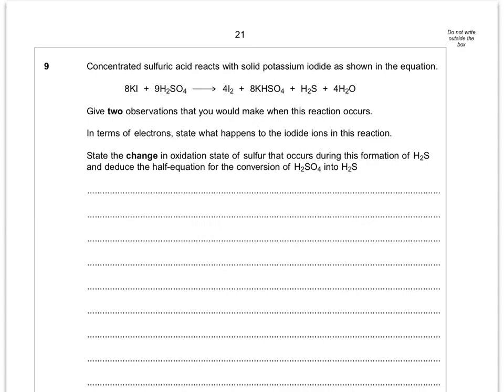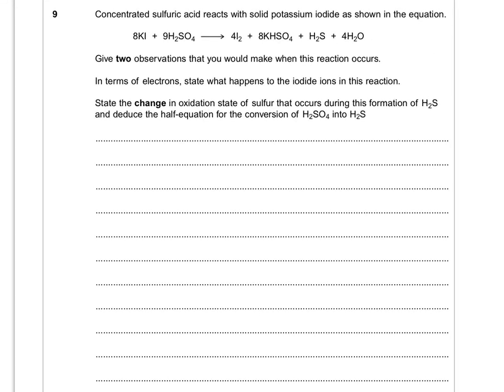And then, this is quite a long question on halogens, 5 marks, but you can break it down to the 5 different points. So it says, concentrated sulfuric acid reacts with solid potassium iodide as shown in the equation. There it is. Give 2 observations you would make when this reaction occurs. Now, some of you were writing about yellow solid because of the sulfur and things like that, but you just have to write observations based on this equation. And the only 2 things you're going to be able to see from this equation is the H2S, and the I2, sorry.